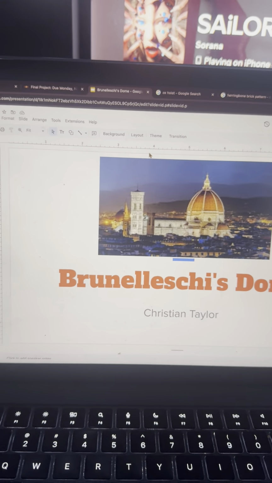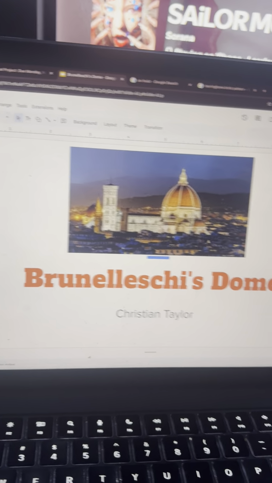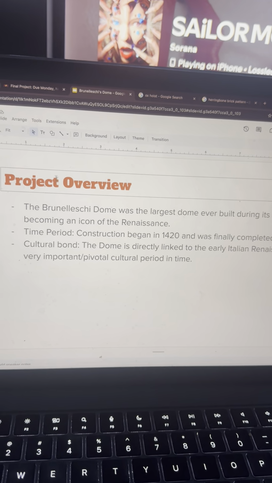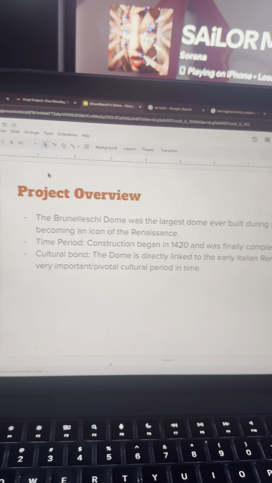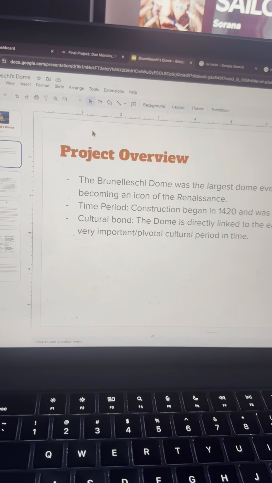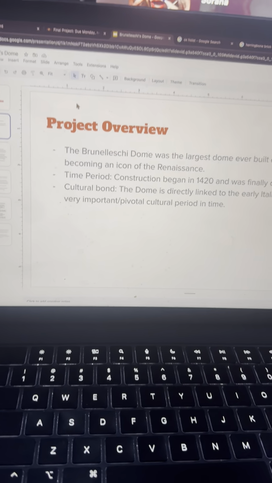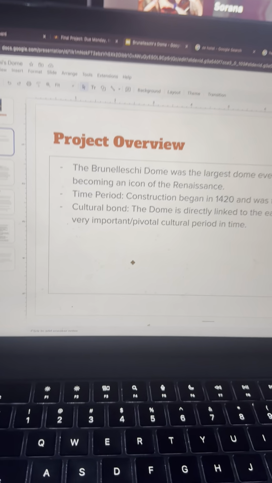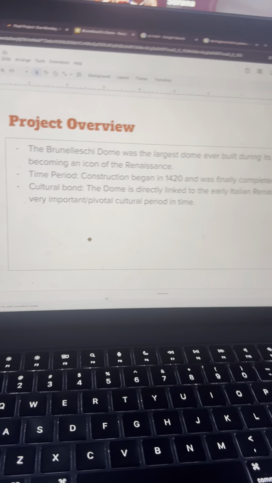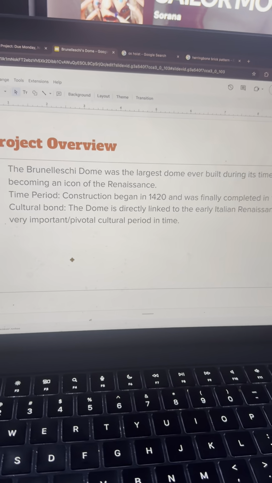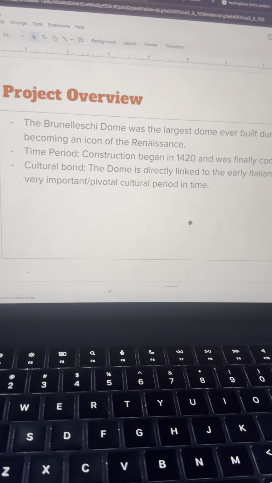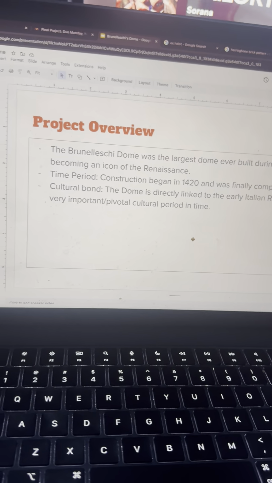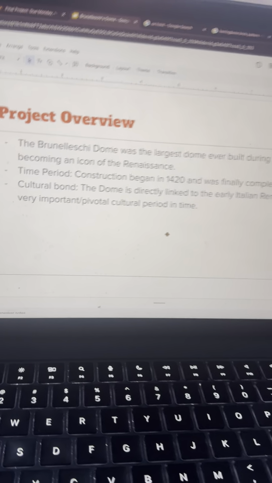The construction project I chose was Brunelleschi's Dome by Christian Taylor. Quick project overview: the dome was the largest dome ever built during its time, ultimately becoming an icon of the Renaissance. Construction began in 1420 and was finally completed in 1436. The cultural link is directly linked to the early Italian Renaissance, which is a very important cultural period in time.